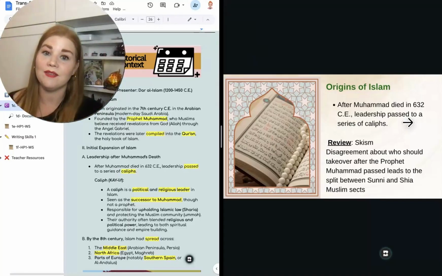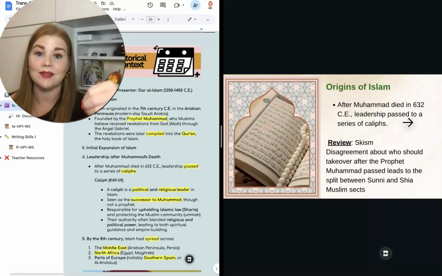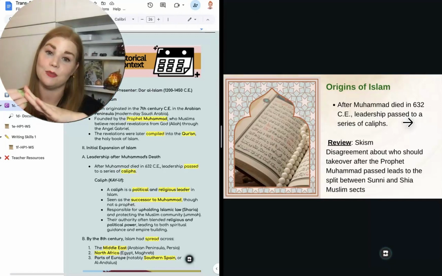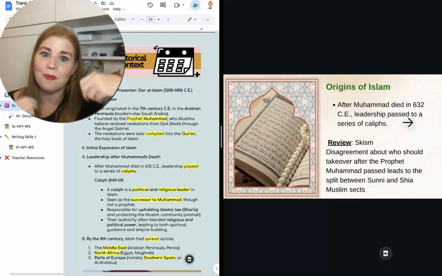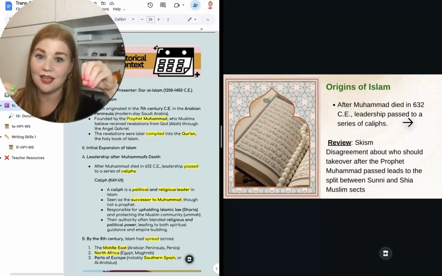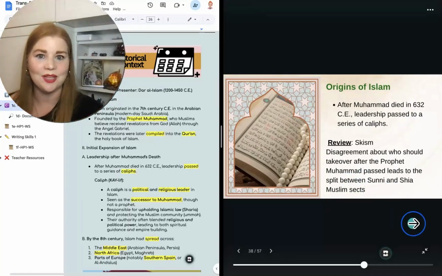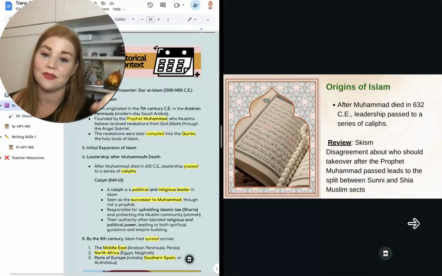Okay, so some people believe that it should be someone in his direct line of descendants. Other people believe that it should be this person who they felt was a much stricter follower. We're going to end with two big sections of Islam, Sunni and Shia. This is going to be even more important as we get into our second historical period and we see the rise of our gunpowder empires.